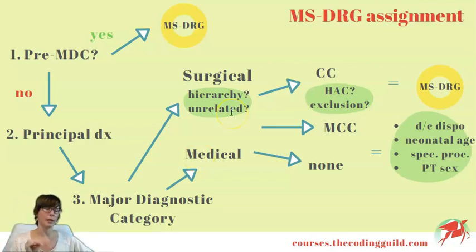We did not look at this part of the assignment process, but the grouper would also establish the surgical hierarchy if there was more than one procedure performed, and it would also decide whether the procedure was related or unrelated to the principal diagnosis, because then it goes to a different separate DRG.